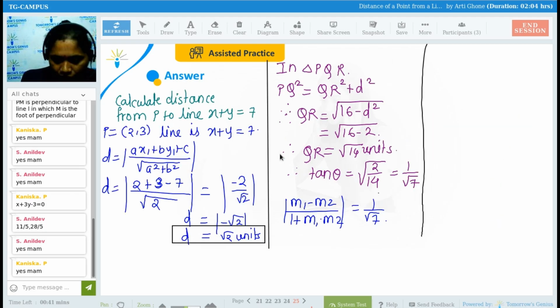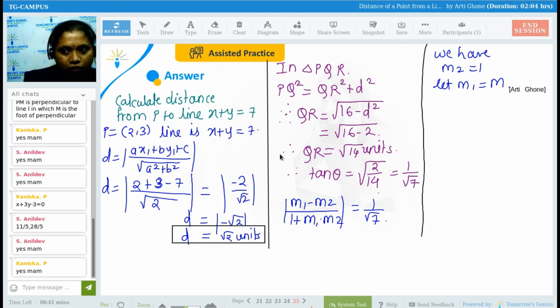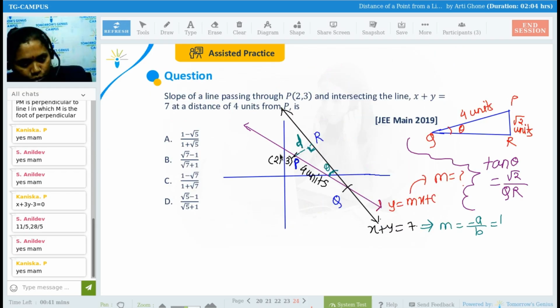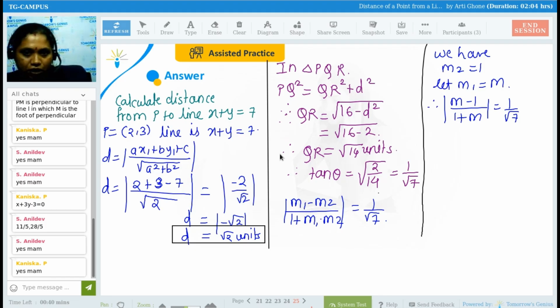Yes or no? So we have m2 is equal to 1. Let m1 be m only, to avoid confusion. Therefore, the modulus of m minus 1 upon 1 plus m is equal to 1 by root 7. Clear? Now you are able to understand and solve it for the slope value. We have only two options which hold root 7, B or C. So you have to just conclude the answer as B or C. Clear? Solve and tell me the answer.